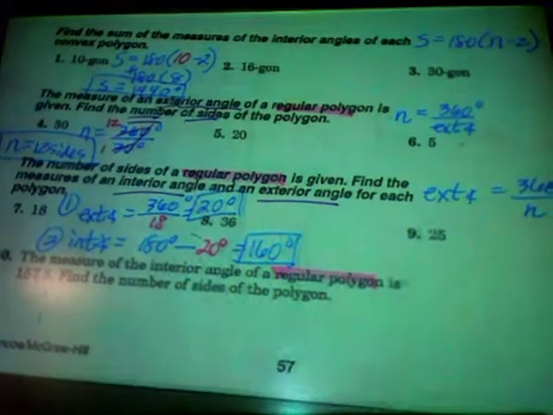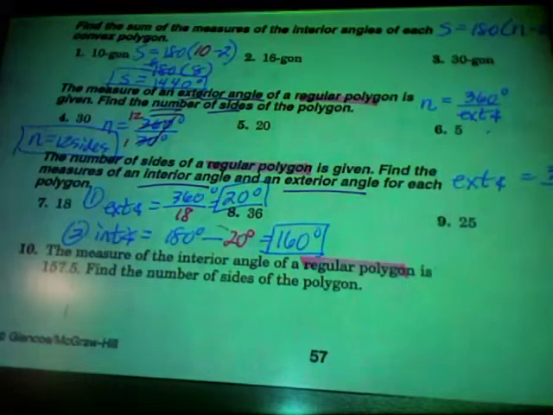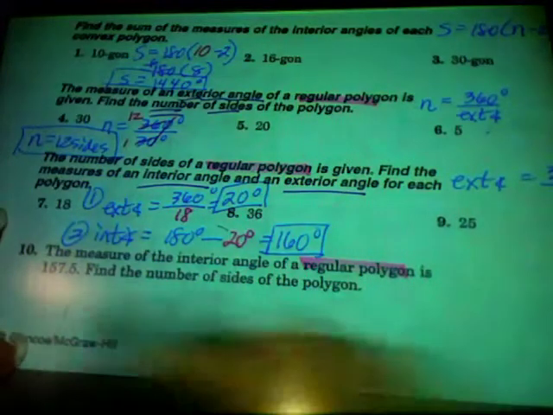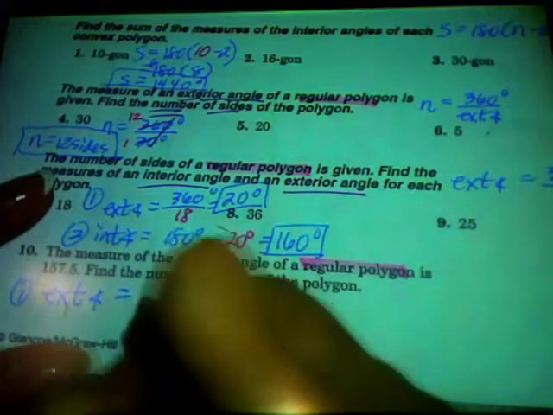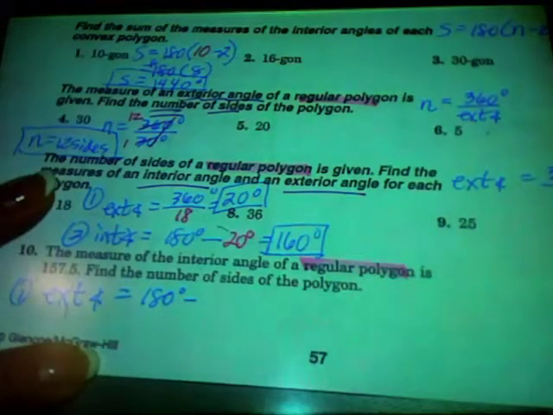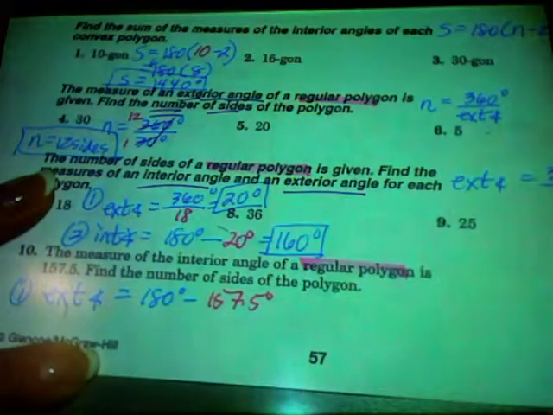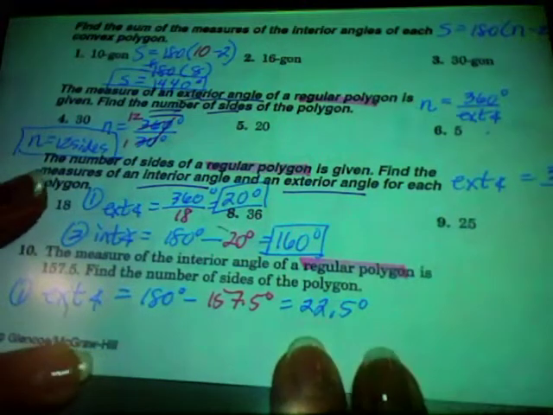Then, the last problem, number 10. The measure of the interior angles of a regular polygon is given. They're going to try to suck you into, don't you dare pack up, they're going to try to suck you into using that sum angle theorem. If they give you the interior angle, can't I find the exterior angle first? How do I find it? 180 minus the 157.5 degrees, which is 22.5 degrees, am I right? So there's my exterior angle.